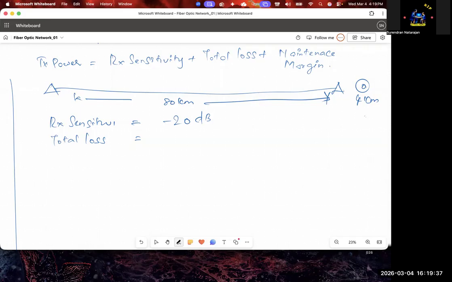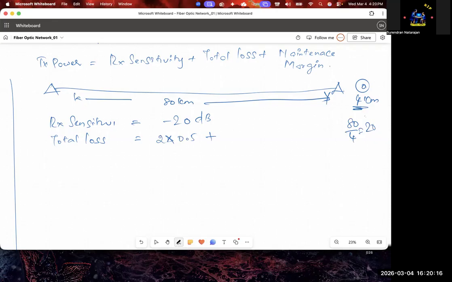Okay. So total loss, now we need to calculate it. First, what do we have to do? How many connectors are there? Two connectors are there. Each connector is taking 0.5 dB. And for the 4-kilometer drum, with 80 kilometers, how many splice points are there? 80 by 4, that is 20. I don't know why the pencil is fluctuating.